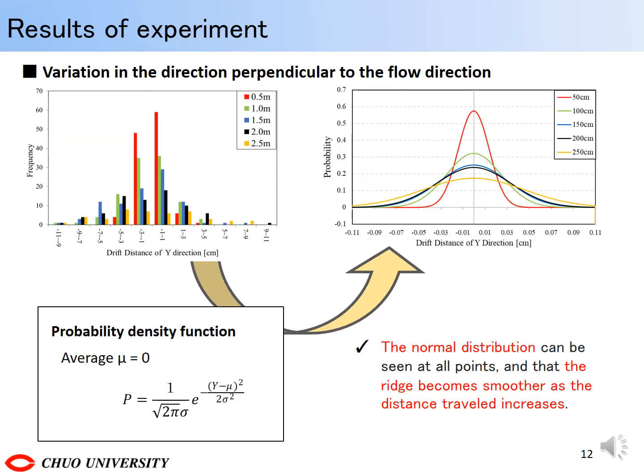The movement distance in the flow direction is summarized every 50 cm in the flow distance, and the movement distance perpendicular to the flow direction, that is, the movement distance in the y direction from the initial position. Since there was a negative bias due to the topography slope, we created a probability distribution using the probability density function with the average set to 0. The normal distribution can be seen at all points, and the ridge becomes smoother as the distance traveled increases.